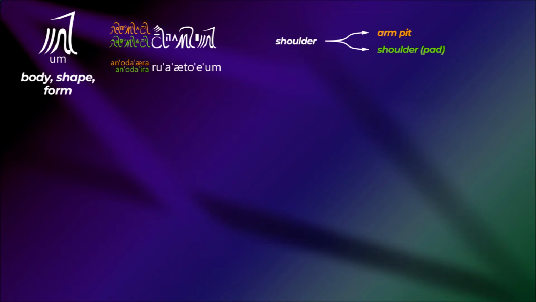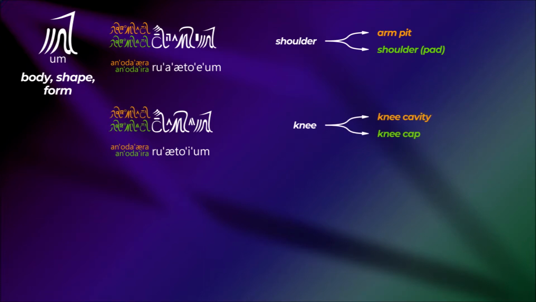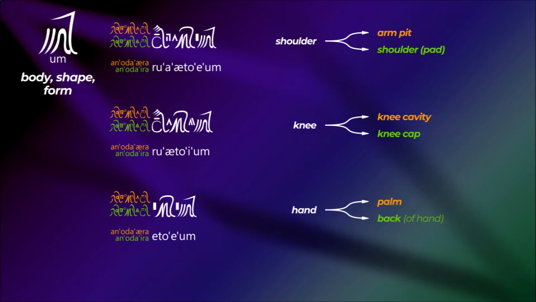Same logic for any body part. If you visualize a knee, then it can clearly bend one way. This is the inside of the knee cavity. The outside is the knee cap. Now look at your hands. You can form a fist by bending your fingers one way, but not the other. So the inside of your hand is your hand palm, and the outside is the back of your hand.